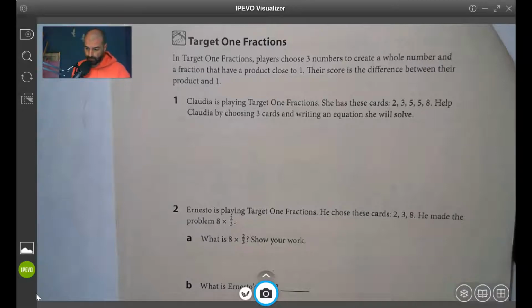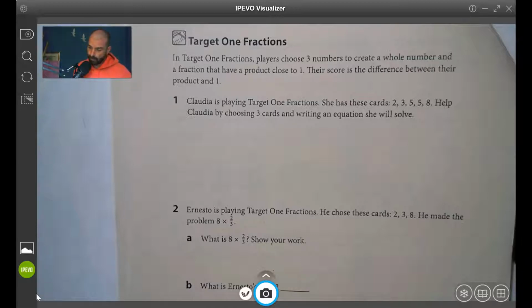So Claudia is playing Target One Fractions. She has these cards: 2, 3, 5, 5, 8. Help Claudia by choosing three cards and writing an equation she will solve. I'm a little confused by those instructions because it says write an equation she will solve, but an equation does have the solution there, doesn't it? Isn't it an expression that doesn't?